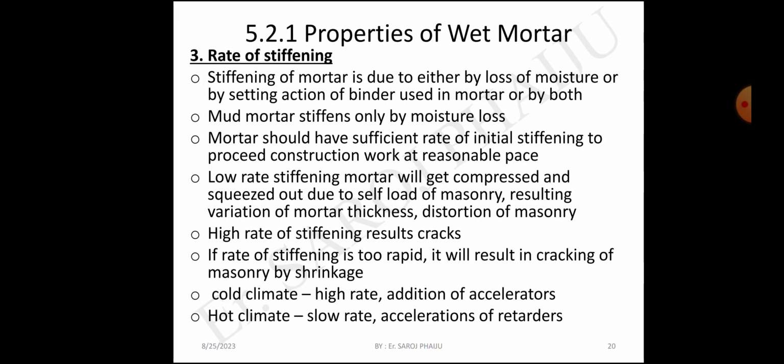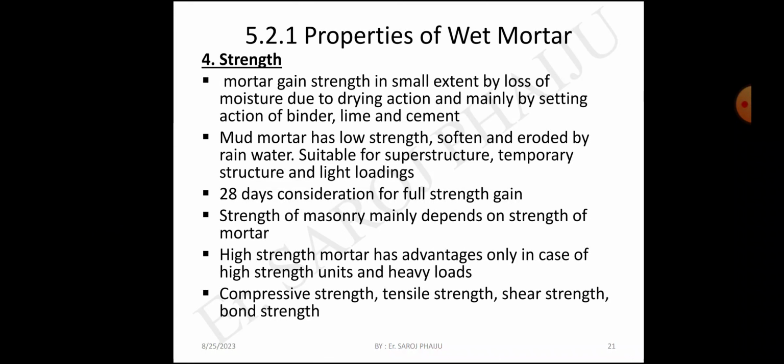Cold climate, high rate, addition of accelerator. Hot climate, slow rate, addition of retarders. Strength. Mortar gains strength to a small extent by loss of moisture due to drying action and mainly by setting action of binder, lime and cement. Mud mortar has low strength, softened and eroded by rainwater. Suitable for superstructure, temporary structure and light loadings. 28 days consideration for full strength gain.